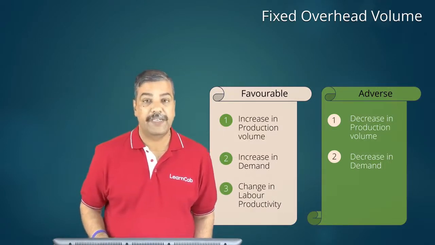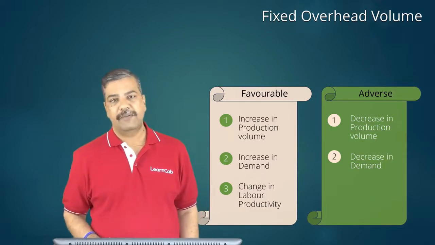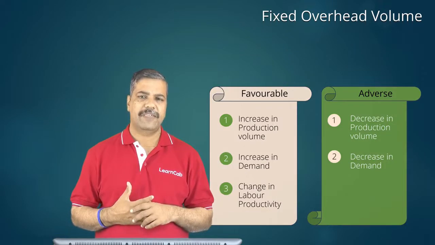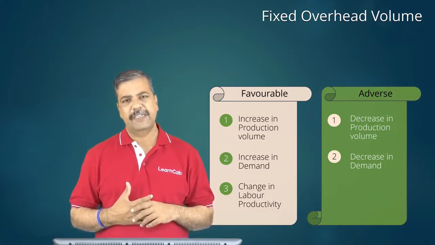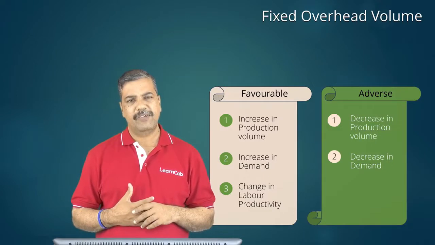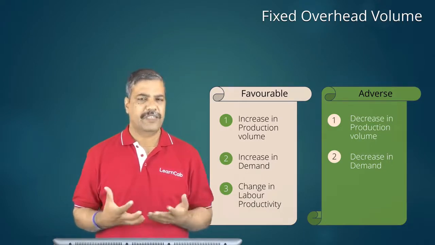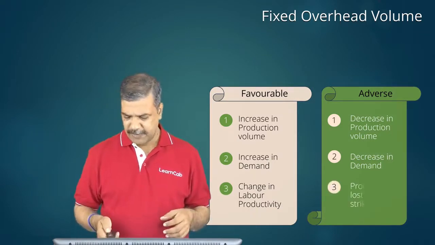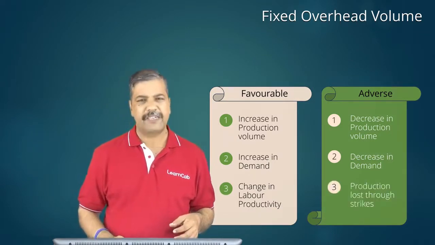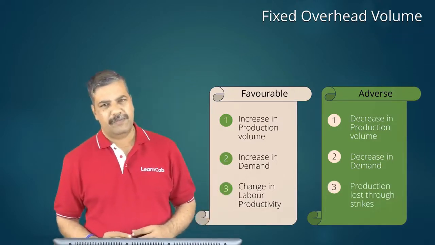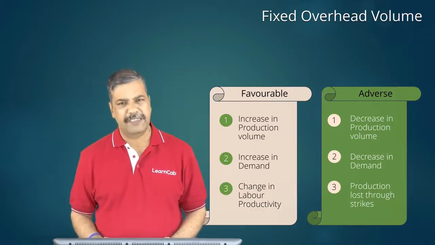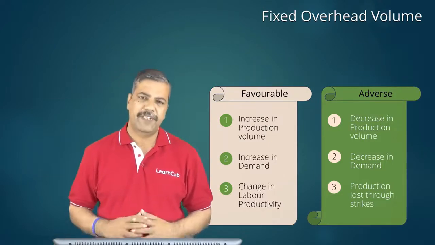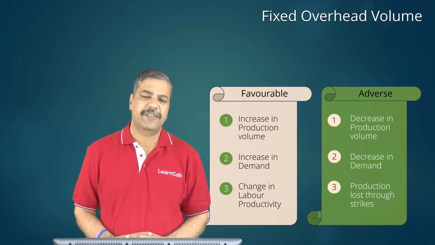Change in labor productivity. So how do fixed cost and labor productivity go hand in hand? What is the logic behind labor productivity and fixed cost? See, the ultimate thing is fixed cost, irrespective of whatever you do, it is incurred. So it has nothing to do with any other factors which come in the process. But what is this change in labor productivity and production loss through strikes? See, if the labor productivity is increasing over a period of time, then fixed costs are getting recovered at a much faster rate.